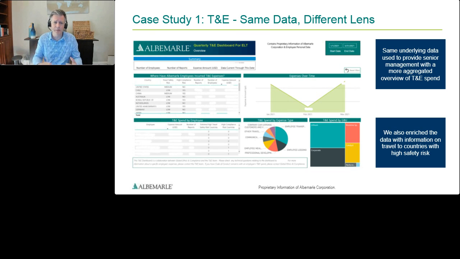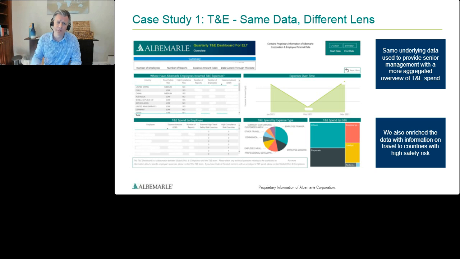And so what we did, we prepared for our executive leadership team, using the same data, a different dashboard that combines the information at a more aggregated level, really focused on aggregate spend so that they can understand how much we're spending on T&E, where we're spending it, and what types of product and service we're spending it on.